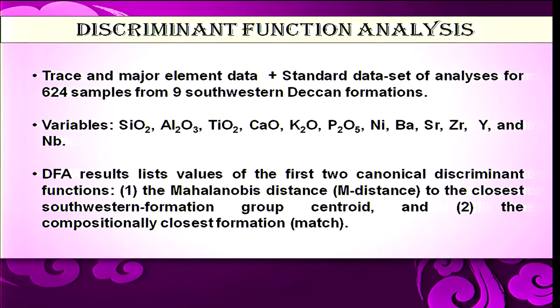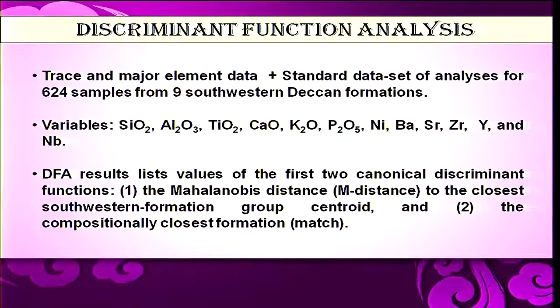Why do we use a statistical technique? Because we have enormous parameters, maybe at least 50-60 parameters. At the same time, we have a large number of samples. I have studied at least 628 samples multiplied by 40 parameters at least. So, in order to handle such a big database, we use statistical packages, and discriminant function analysis is done using the statistical package SPSS. See here 624 samples of the southwestern formation.